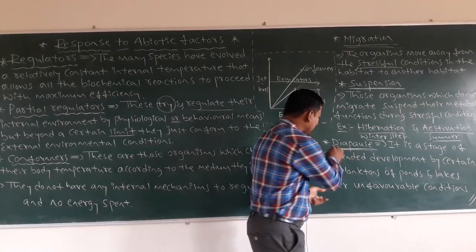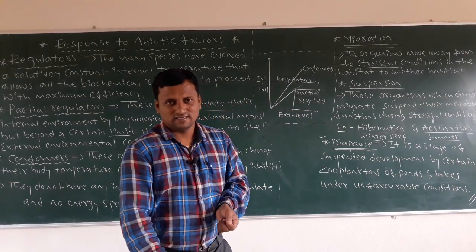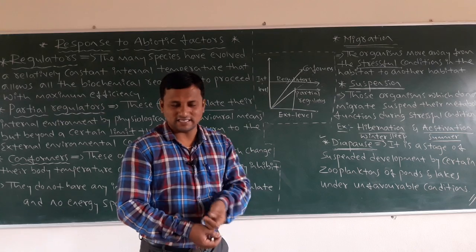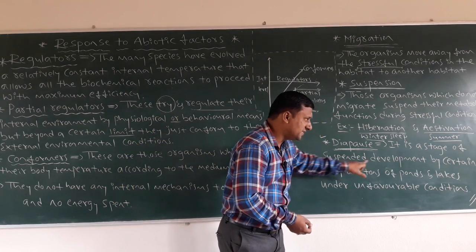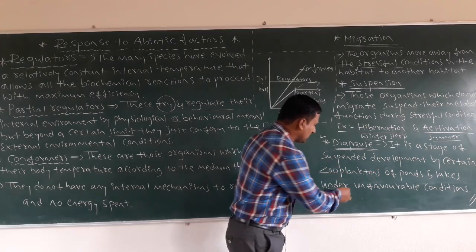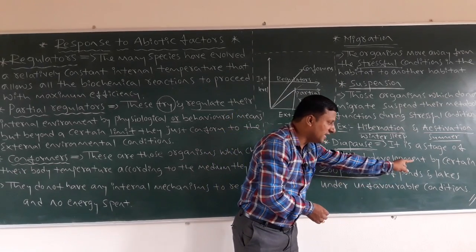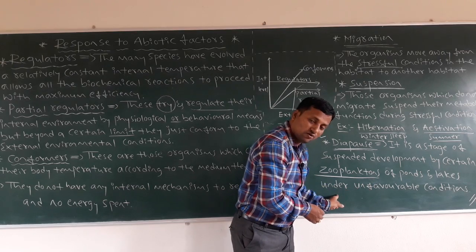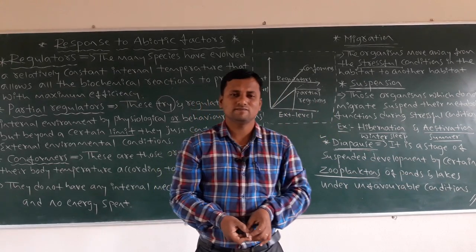Then comes another condition. What is that? Diapause. What is this diapause? Where does it take place? See, it is a stage of suspended development by certain zooplanktons of ponds and lakes, even under unfavorable conditions.